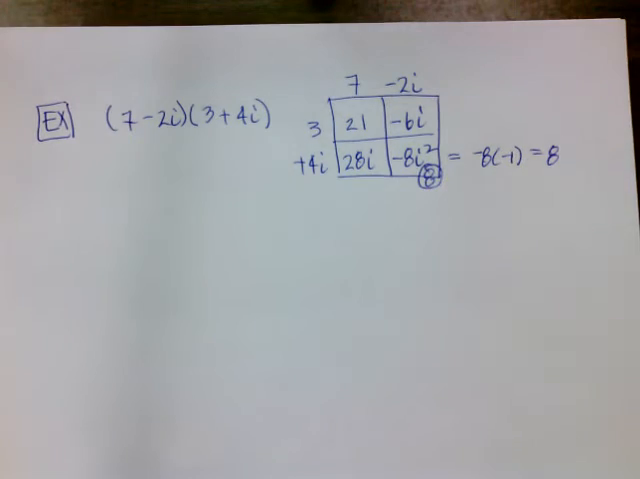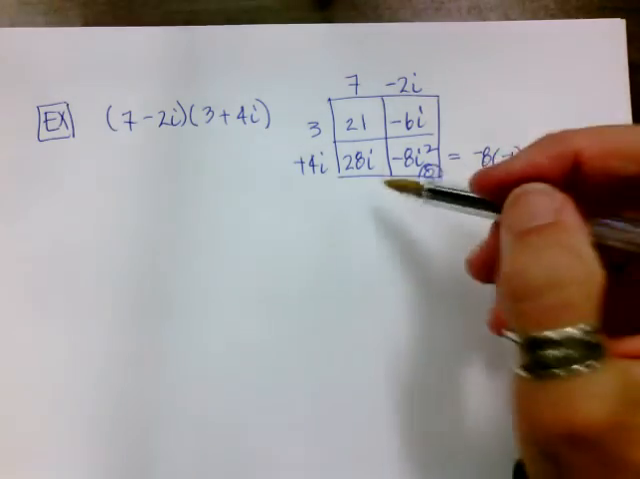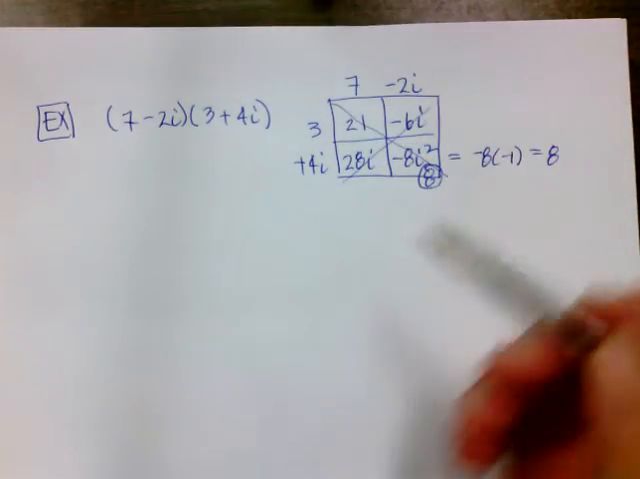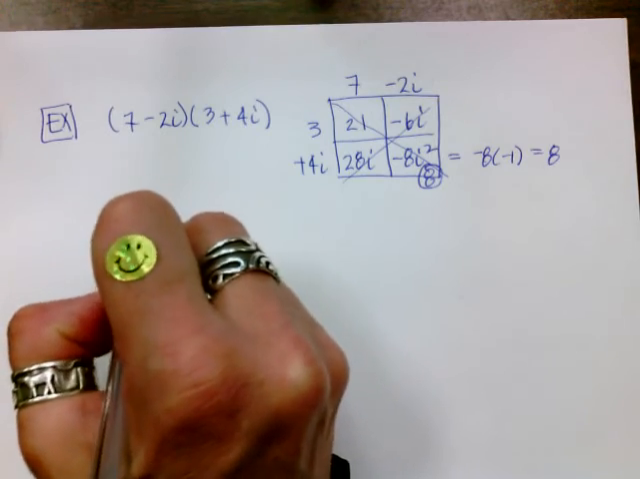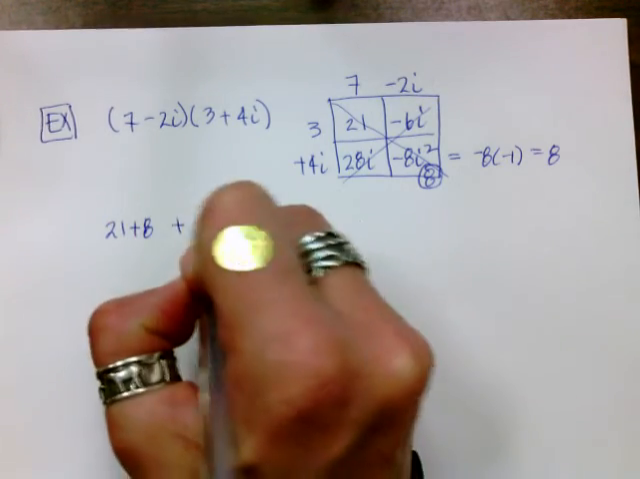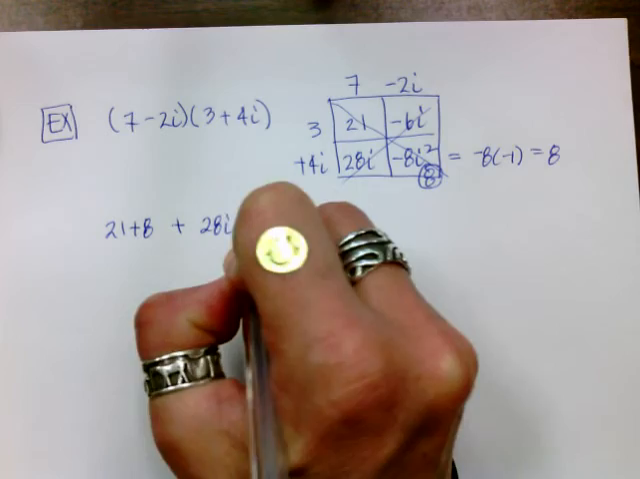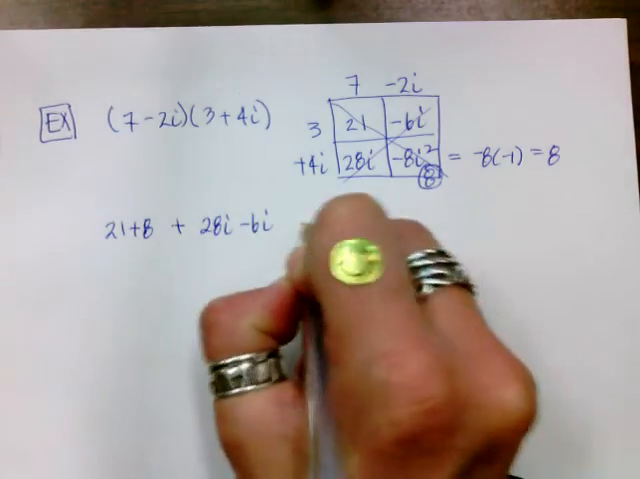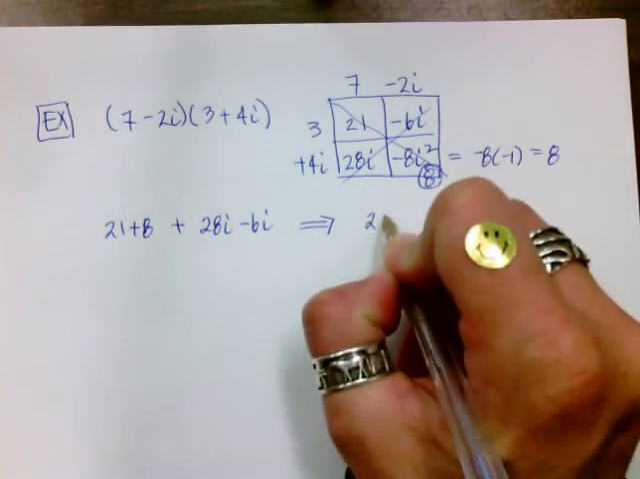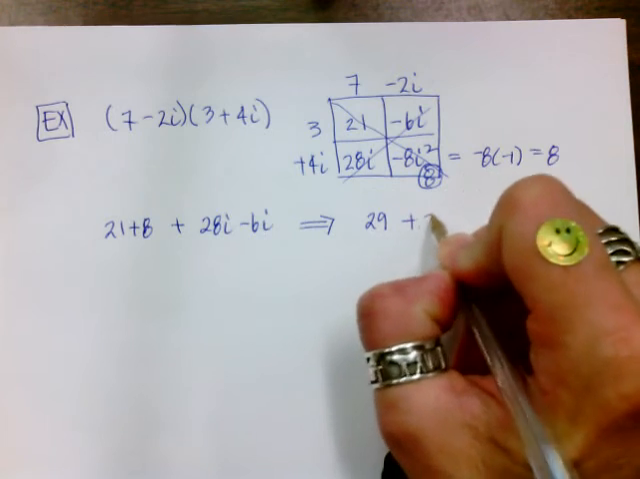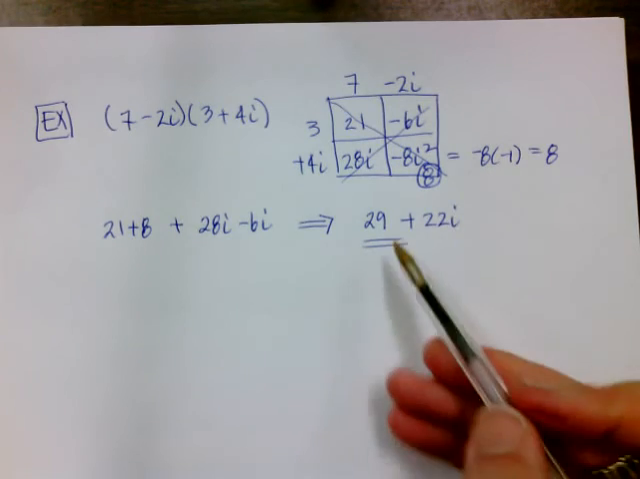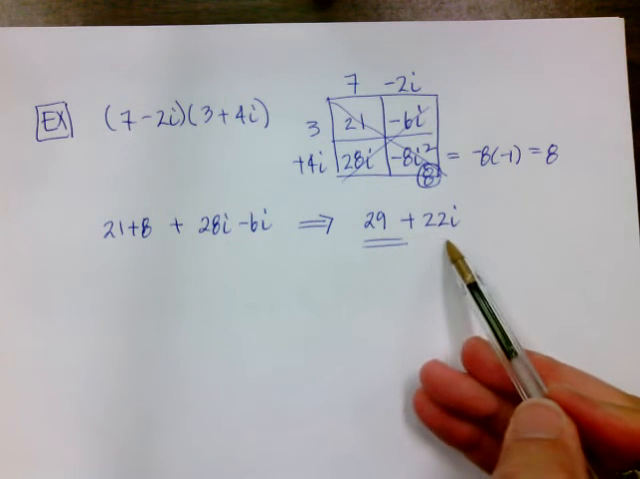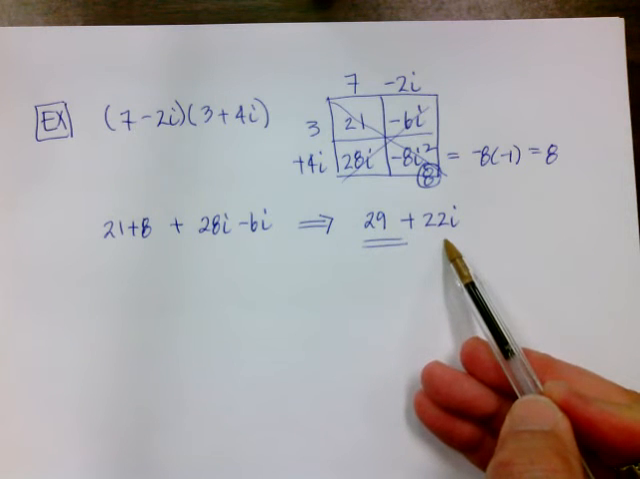Now I have my like terms along my two diagonals, and I'm going to get 21 plus 8, and then I'm going to have a 28i and a minus 6i, and so my final answer is going to be 29 plus 22i. And again, noticing that my real component comes first, my imaginary component comes second.